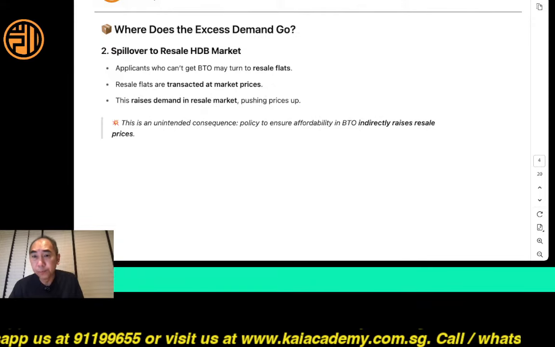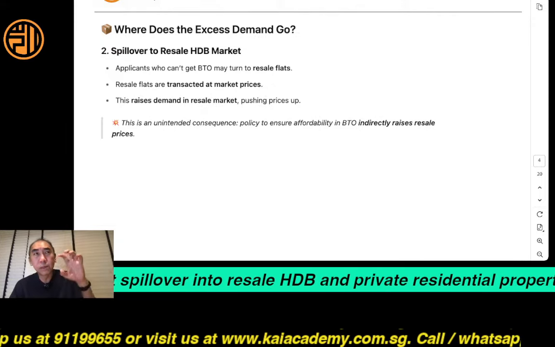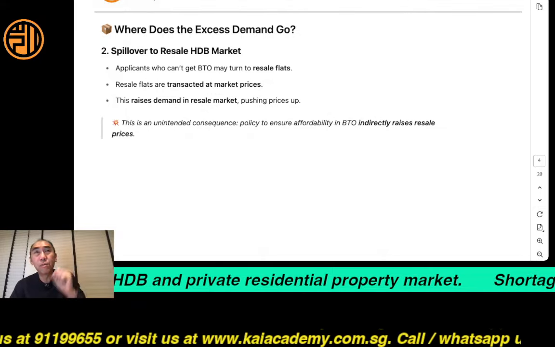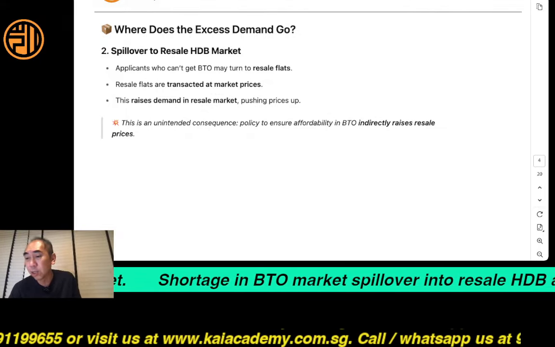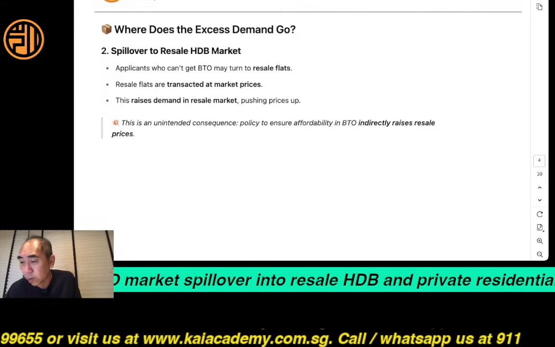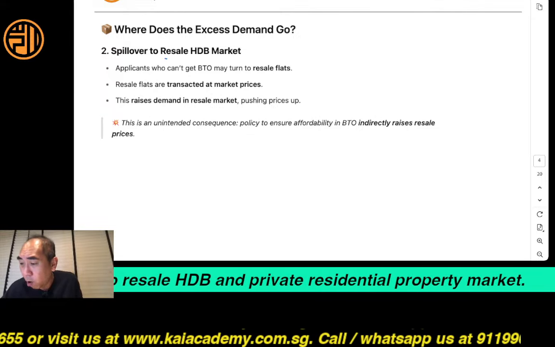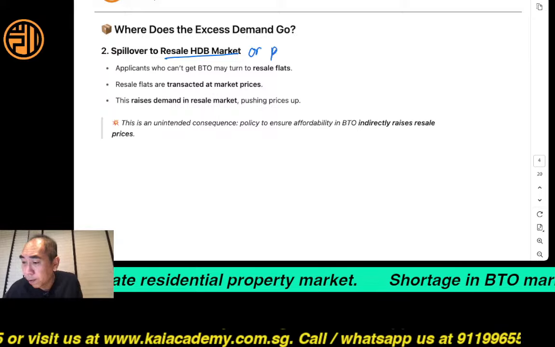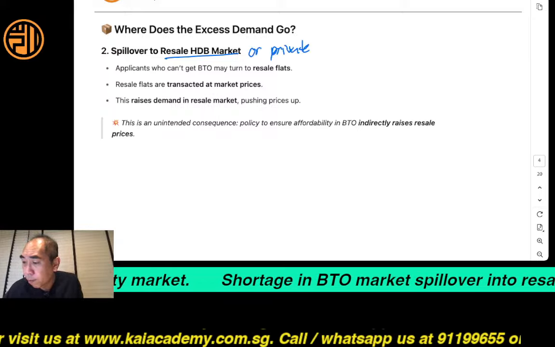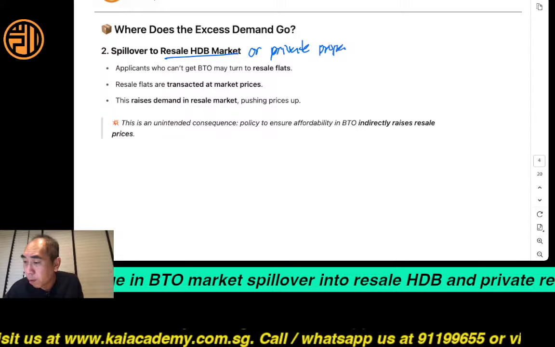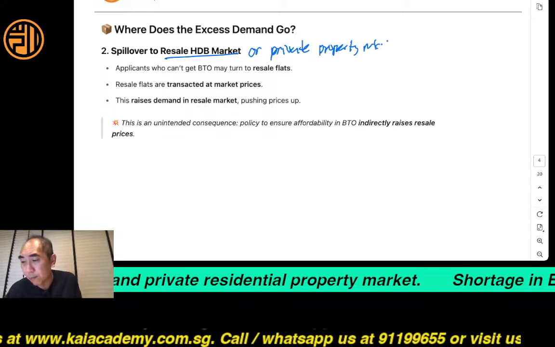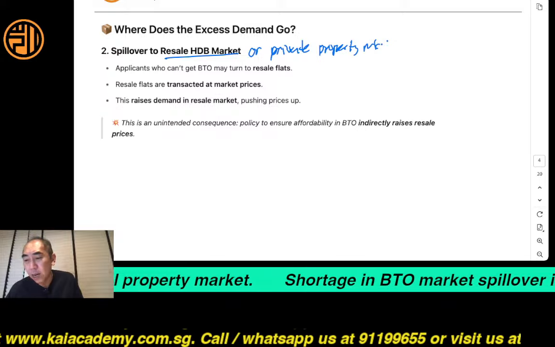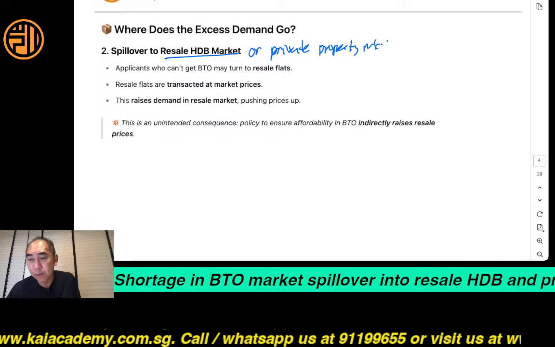secondary market, which is the HDB resale market, or you can also go to the private property market. So this is called the spillover to the HDB resale market or private property market. Those who cannot get BTO can turn to resale flats, and resale flats, of course, will be transacted at market prices.